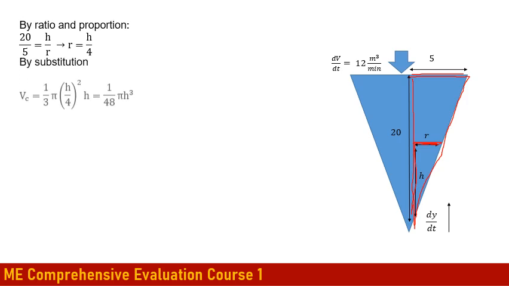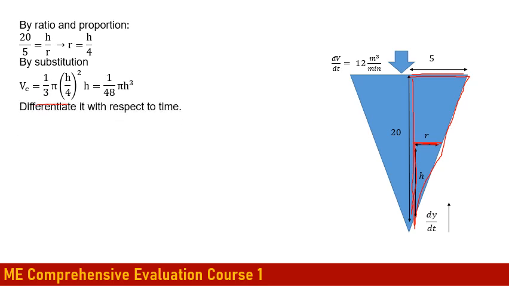By substitution into the equation for the volume of the cone, we can obtain this one. That is 1/3 pi r squared, and since our r is already h over 4, multiplied by the height, the equation becomes 1/48 pi h cubed. Now it's already a single variable. Then we can differentiate it with respect to time. Take note, do not differentiate when it is not yet a single variable equation.